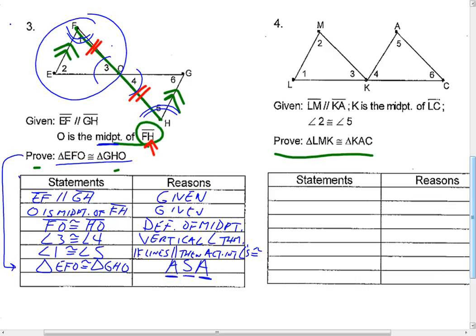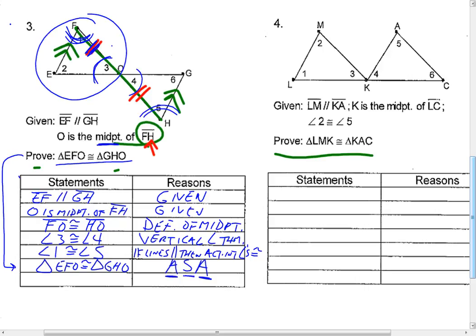Does it matter if it's ASA or AAS? According to my markings, where is this side? Is it directly in between the 2 angles? Is it between this one and this one? Yes. That's why I'm doing the one with the S directly in between. If you do 2 and 6, and had done that on the line where I have 1 and 5, then it would be AAS, because that side wouldn't be between 2 and 3. So it all depends on which ones you choose. I could have chosen 2 and 6, but I just didn't.